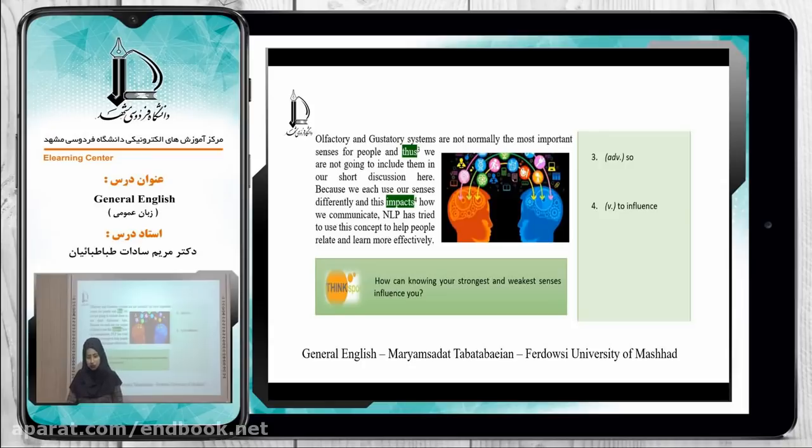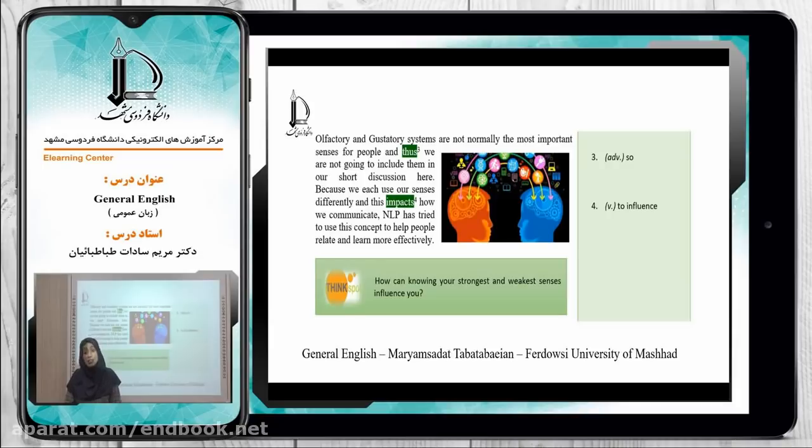Let's continue. Look at the question in the green box. It says, how can knowing your strongest and weakest senses influence you? How can it have an effect on you?